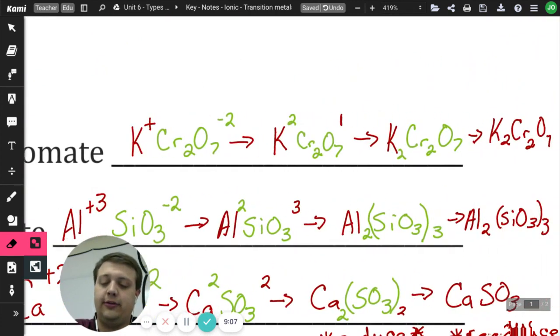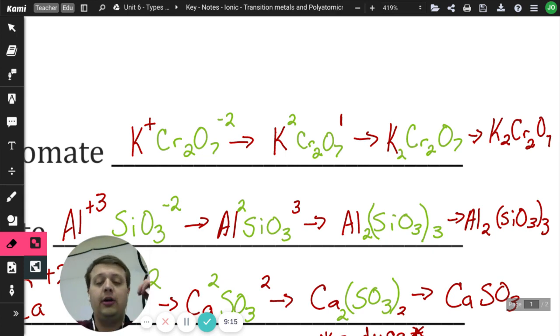All right, let's take a look at this next one. So I have potassium dichromate. So potassium is a +1. Dichromate is a -2 charge. It is Cr2O7. So then we would swap, drop, reduce. So the 2 from the dichromate comes over to the potassium. 1 goes over to the dichromate. You drop it down. You get K2Cr2O7.